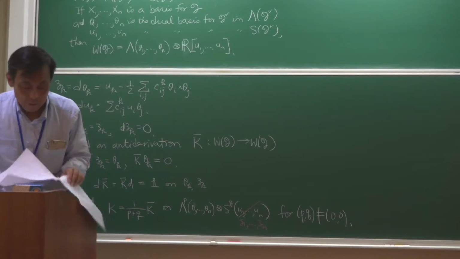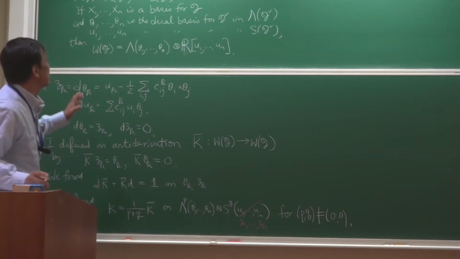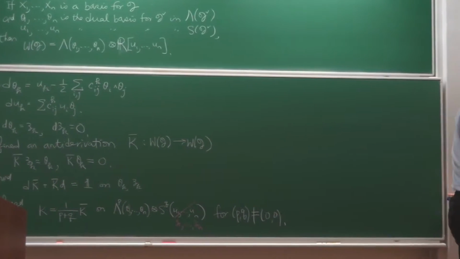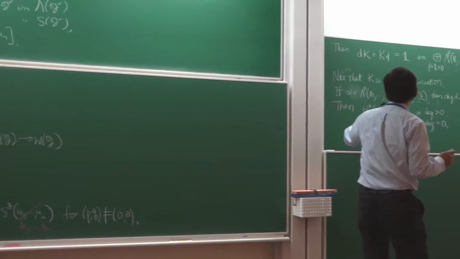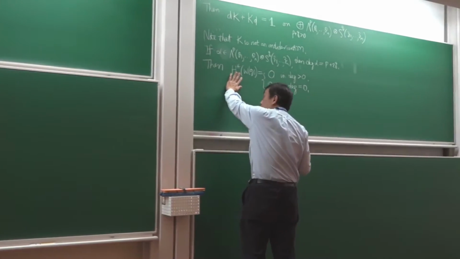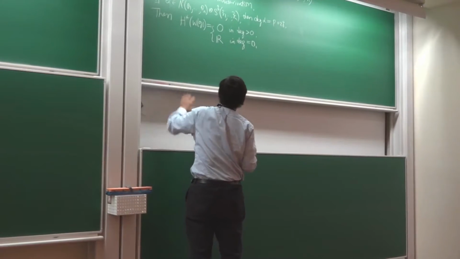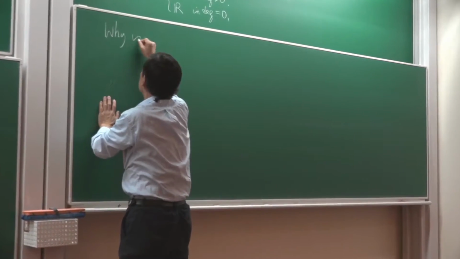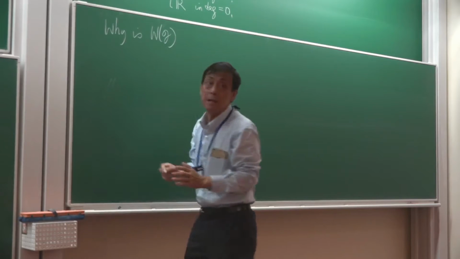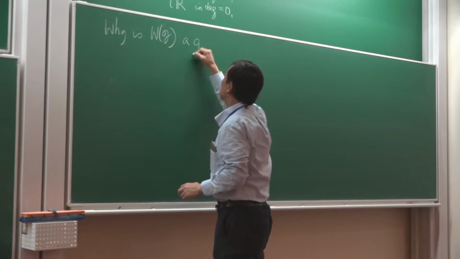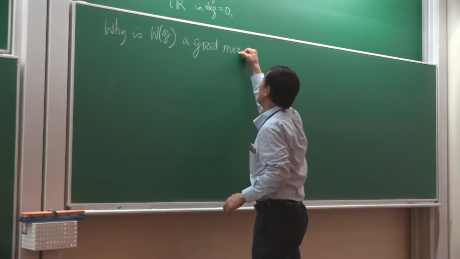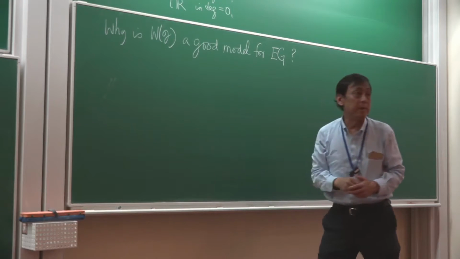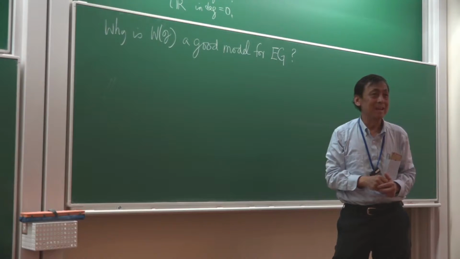Now, last time I said the Weil algebra is an algebraic model for the universal bundle, and somebody asked me why. So I want to explain that a little bit. Why is the Weil algebra a good model for the total space of the classifying space?